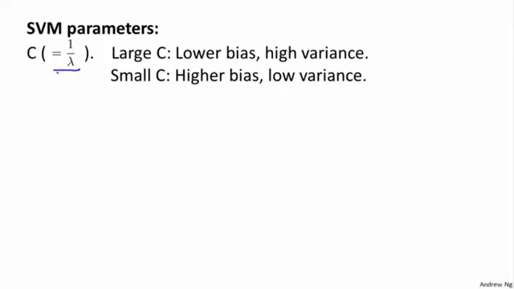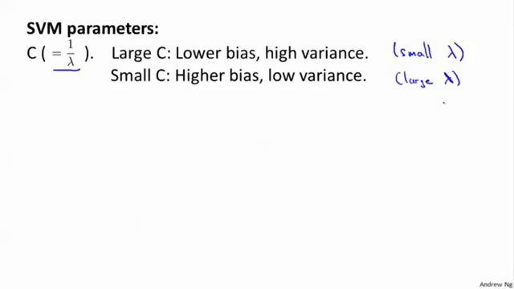So if you have a large value of C, this corresponds to what we had back in logistic regression of a small value of lambda, meaning not using much regularization. And if you do that, you tend to have a hypothesis with lower bias and higher variance. Whereas if you use a smaller value of C, then this corresponds to using logistic regression with a large value of lambda, and that corresponds to a hypothesis with higher bias and lower variance.